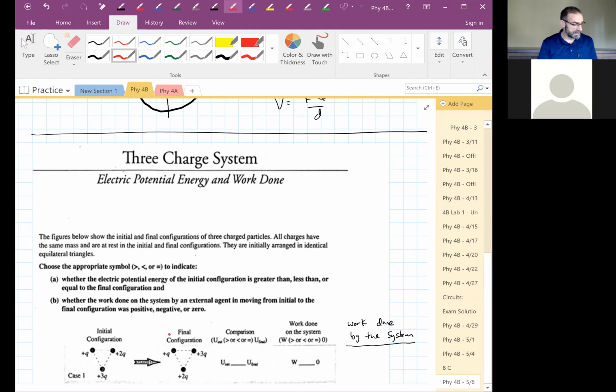Plus, minus, zero, or greater than, less than, equals. So we're going to fill this table in. So in this case, we have a plus Q, a plus 2, and a plus 3, and we switch two of them, right? We switch those two. So the 3 is up here now, and the 2 is down here. What does that do to the system? Did we have to do work in doing that? Is there more energy stored in the system?